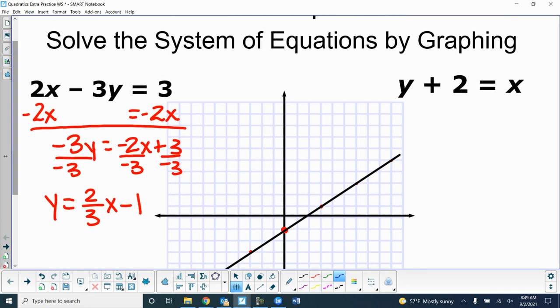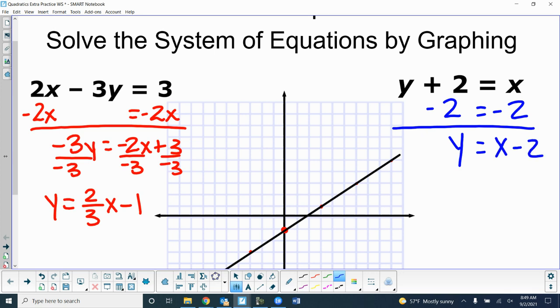What do I have to do to isolate the y here? Cindy? Right, subtract the 2. We got to move the 2 over. So we've got it isolated. So where do I start, Sophia? Right, -2 on the y, so they're pretty close already. And what's my slope? 1, right? 1 over 1. There's a 1 in front of that x. So from there I go up 1 and over 1. Up 1 and over 1. Up 1 and over 1.